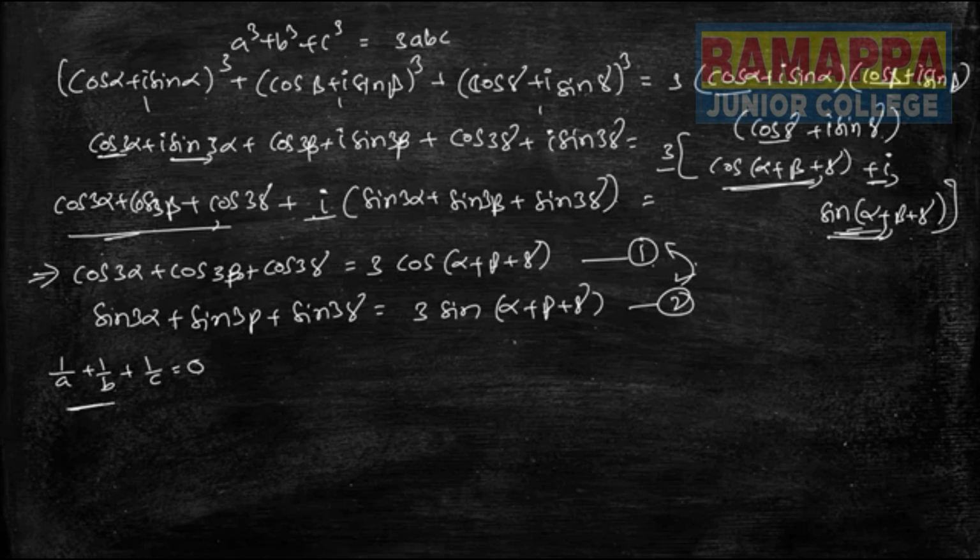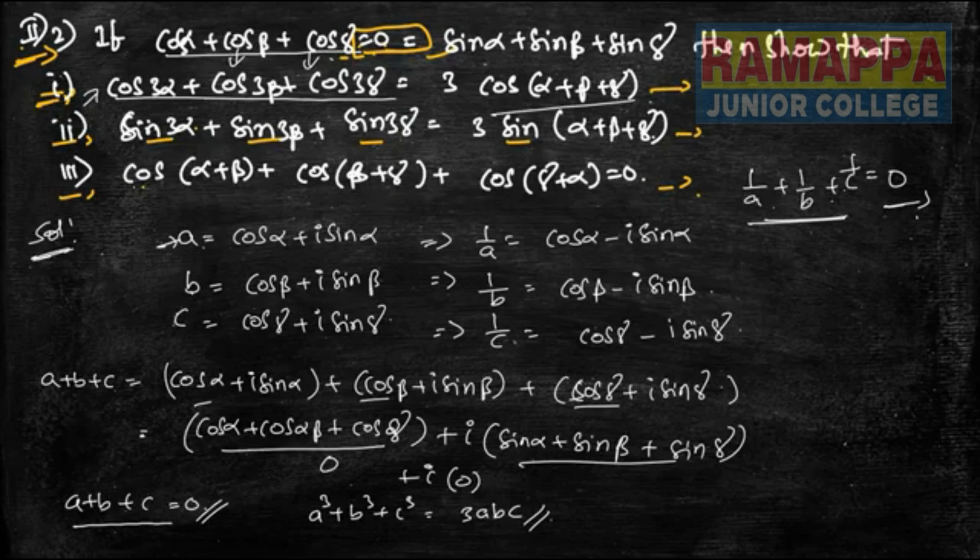So cross multiplication, it will become bc plus ac plus ab divided by abc is equal to 0. The denominator will go, and it will become bc plus ca plus ab is equal to 0. In this we have to substitute the a, b and c values. What are the a, b and c values? These are the a, b and c values. Then we will get the answer easily.